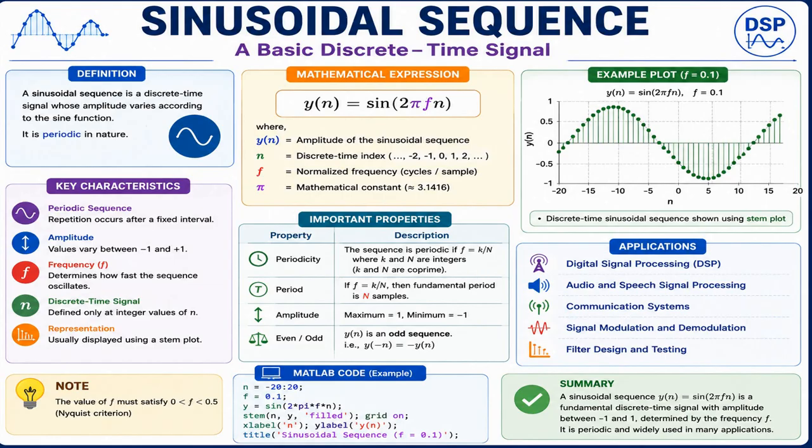Now, because many real-world signals can be represented as combinations of sine waves, the sinusoidal sequence forms the foundation of many DSP techniques. So here you can see a note: the value of f must satisfy 0 < f < 0.5. That is, the frequency f should be greater than 0 and less than 0.5. Now, this condition is related to the Nyquist criterion, which helps prevent aliasing when representing or sampling discrete time signals.